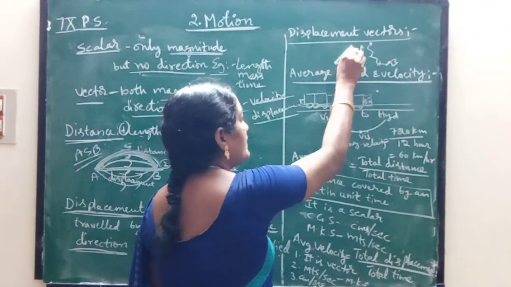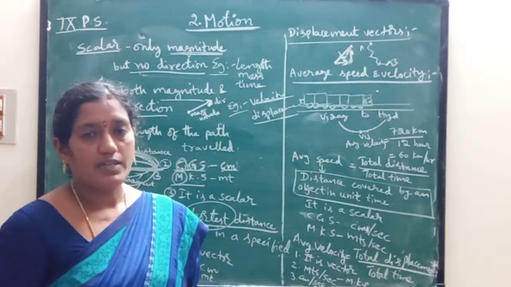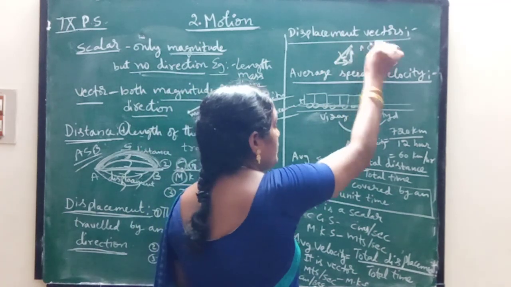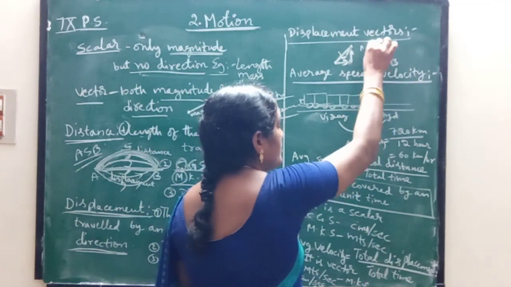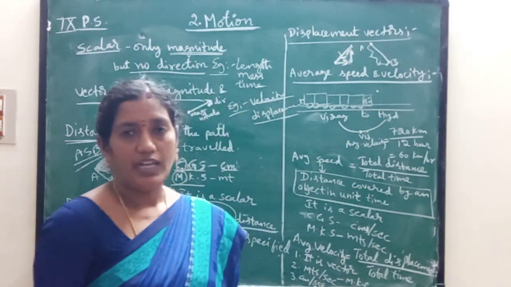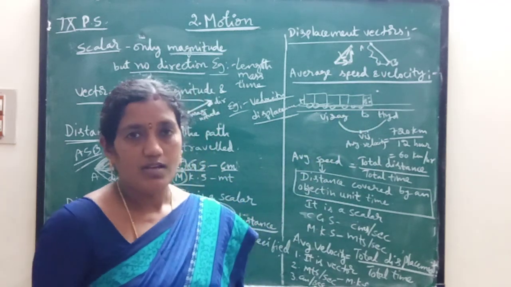Here the arrow is like this, so you have to keep the arrow like this. For drawing displacement vectors, you have to join the points. Here A's point is here, B's point is here. Displacement is the shortest distance, which means you have to join from A to B. By drawing like this, we will get the displacement vector.